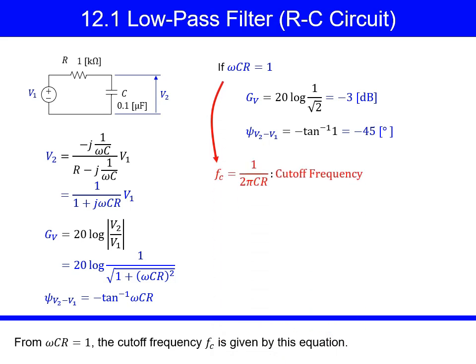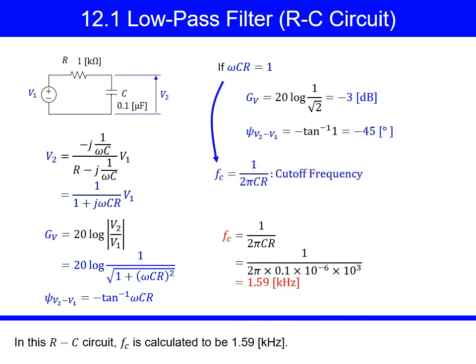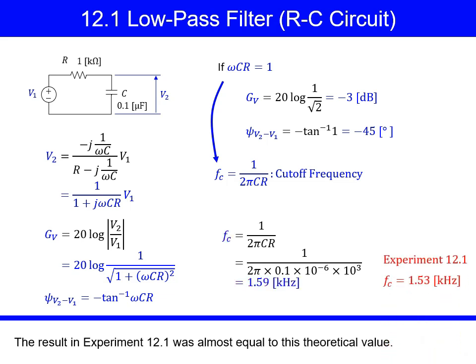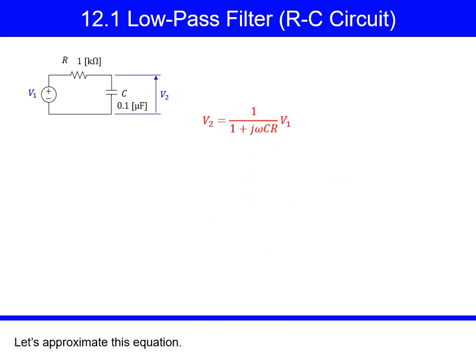From omega CR equals 1, the cut-off frequency Fc is given by this equation. In this RC circuit, Fc is calculated to be 1.59 kHz. The result in experiment 12.1 was almost equal to this theoretical value. Let's approximate this equation.